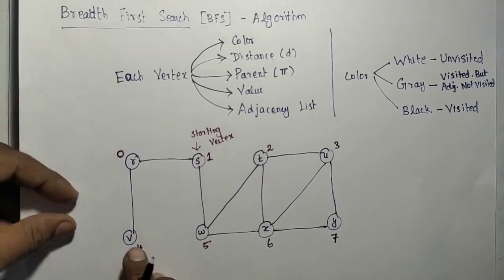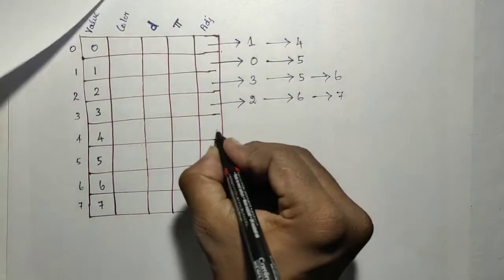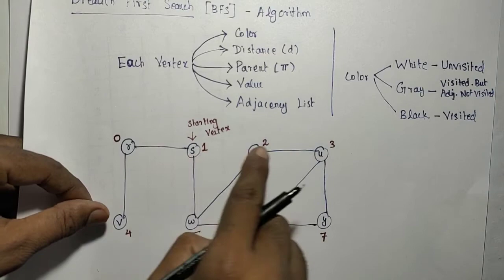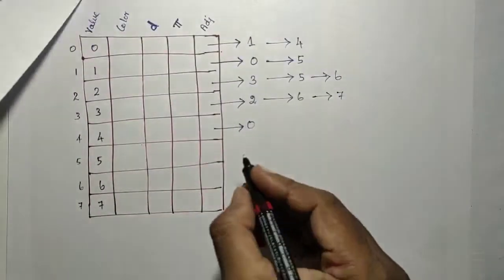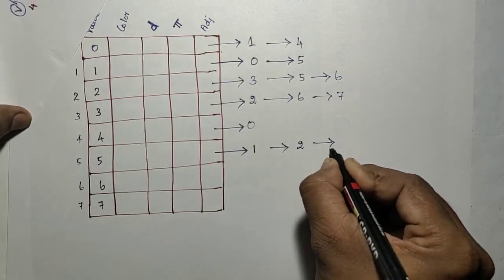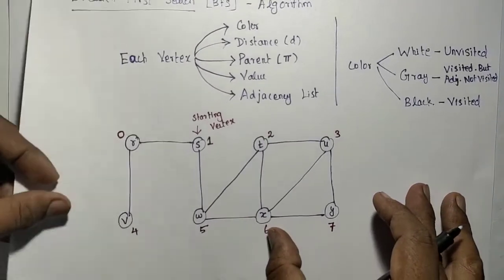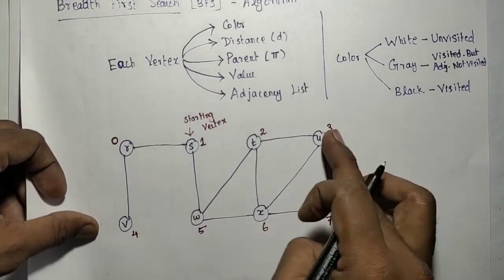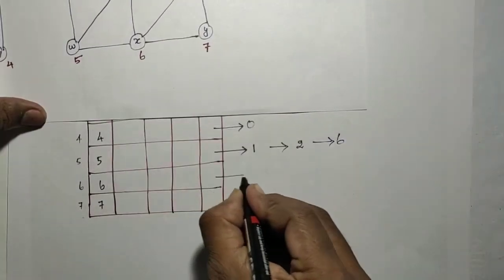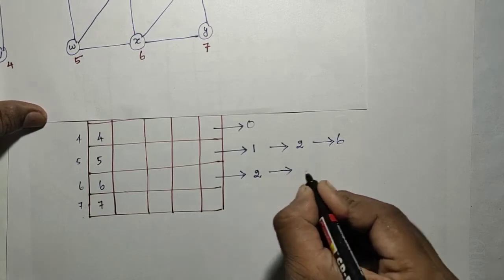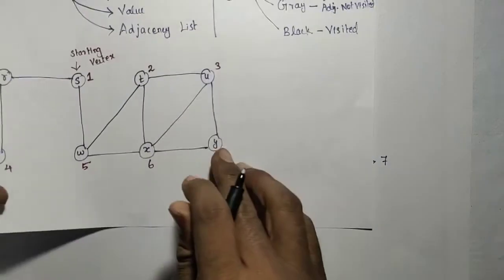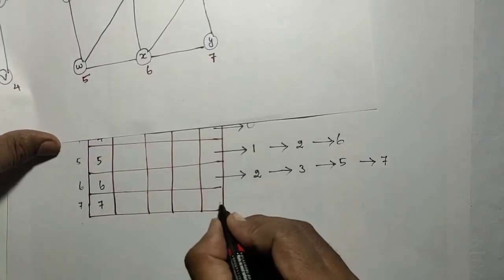The next, for the fourth node, only one node, that is 0. For the fifth node, 3 adjacent nodes: 1, 2 and 6. For the sixth node, 4 adjacent nodes: 2, 3, 5, 7. For the seventh node, 2 adjacent nodes: 3 and 6.